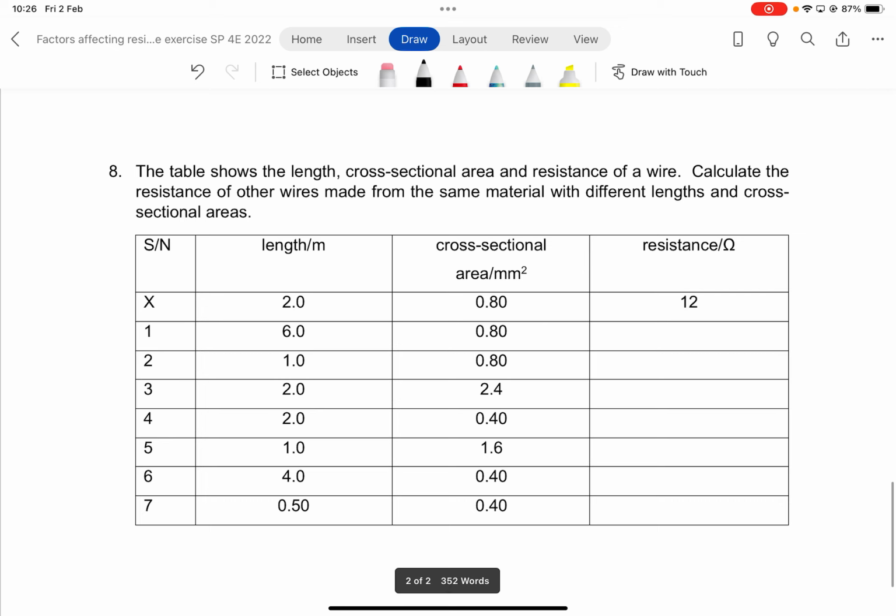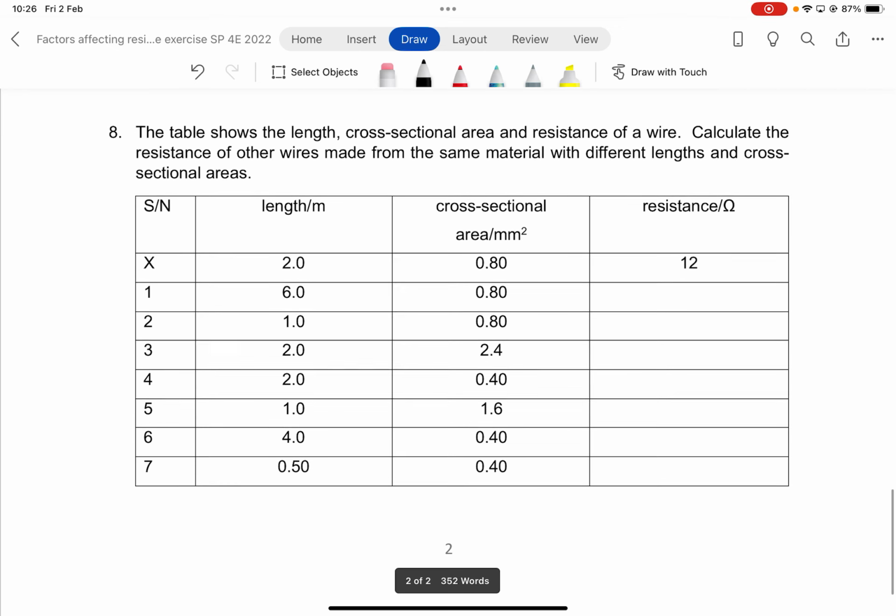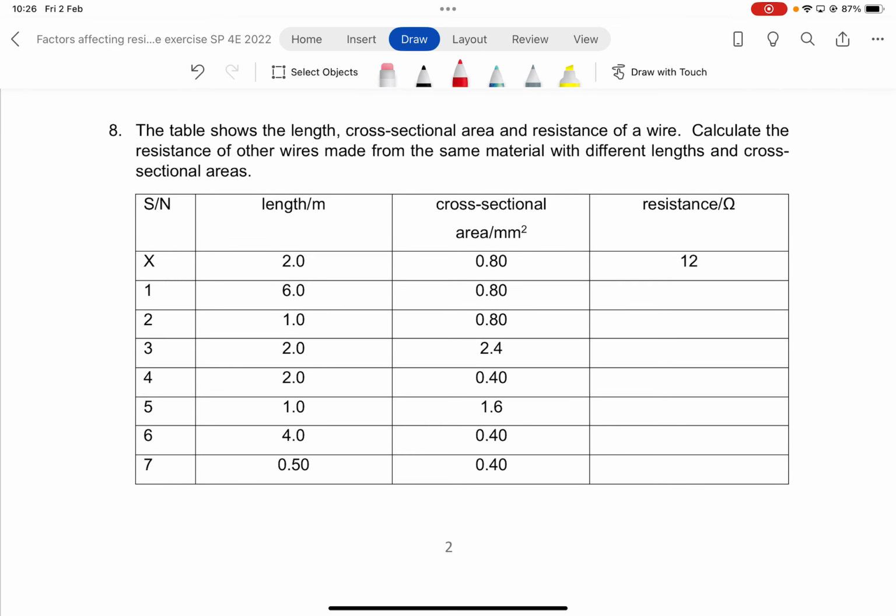Alright, so for this table, you don't need to show the working in detail. Basically, whatever you do to the length, you just do to the resistance. It's directly proportional. Then area is inversely proportional, so whatever happens to the area, you just take 1 over that, you divide by that. So let's look at it. The original wire is 2 meters and 0.8 mm squared. It has a resistance of 12 ohms.